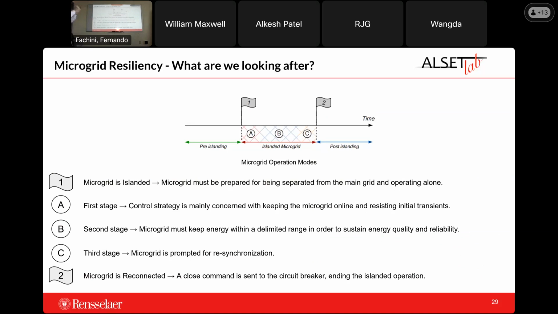So the idea is that when the microgrid is islanded, it must be prepared for being separated from the main grid and operating alone. In the first stage, right after the islanding, the control strategy is mainly concerned with keeping the microgrid online and resisting the initial transients from the disconnection. For the second stage, the microgrid must keep energy within the limited range in order to sustain energy quality and reliability. And on the third stage, when it's prepared to reconnect to the main grid, the microgrid is prompted for resynchronization. And when the utility grid says, okay, you can reconnect, a close command is sent to the circuit breaker, ending the islanded operation.